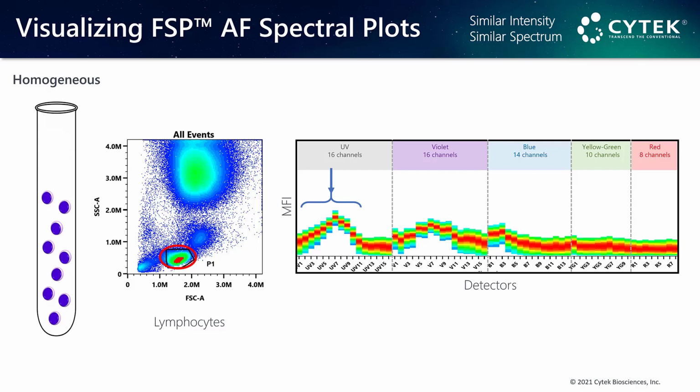Please note the distinct UV peak that we're observing, the broad emission curve we see in the violet, and some emission in those early blue channels. But in general, that spectral plot has a narrow profile. We have a narrow heat map in each channel.